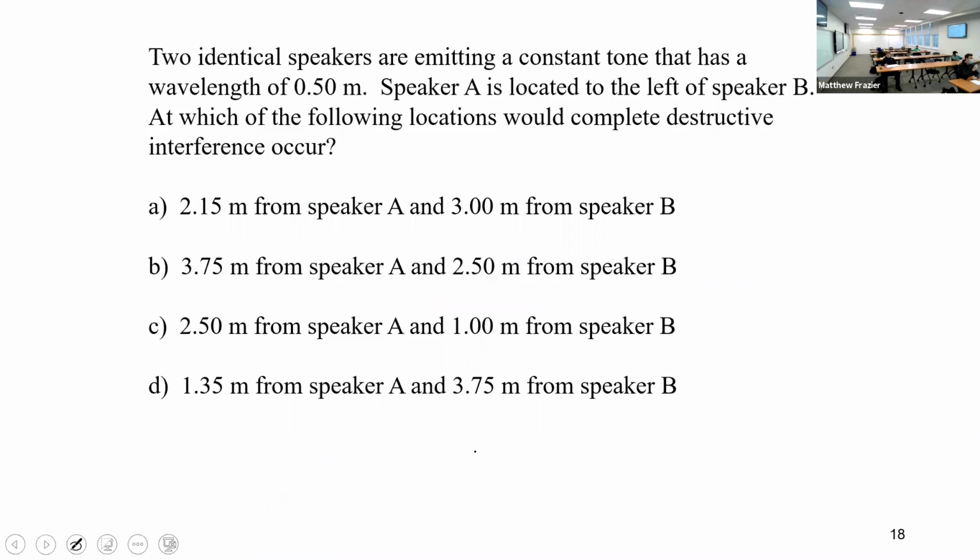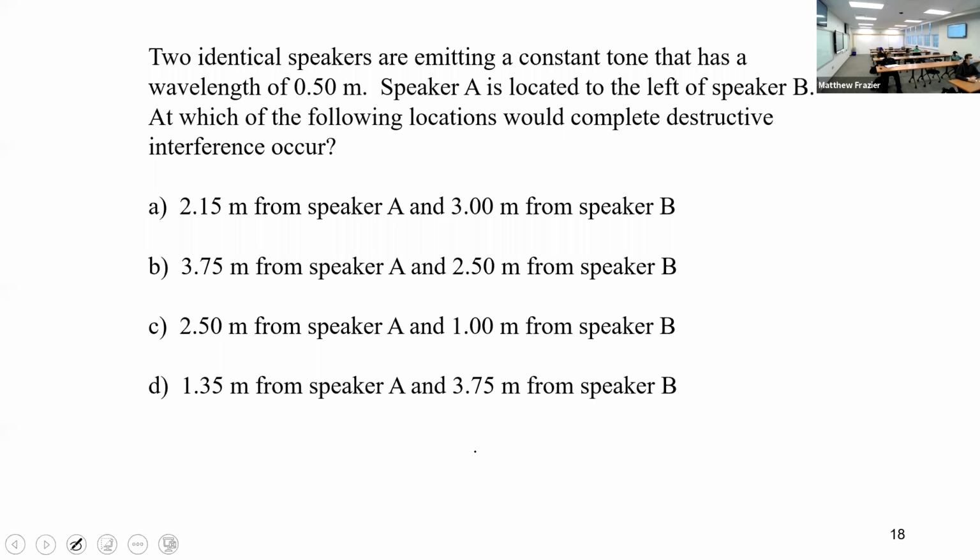All right, we have 2 speakers. They're emitting a constant tone. Speaker A is to the left of B, and they are playing a wavelength that's 1/2 meter. So we want to know where, and now there's no geometry in this. We're told the explicit distances between the observer and the speakers. Right. So the observer goes around to these locations and checks, is it interfering destructively or constructively or in between?